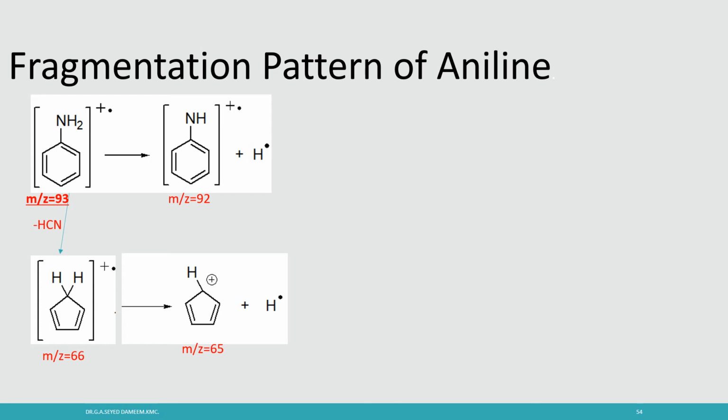Among all these ions, the molecular ion has the greatest stability due to conjugation of the lone pair on the nitrogen with the pi bonds in the ring. So that ion has the greatest stability, and the molecular ion peak itself is the base peak. The molecular ion has maximum stability, so it gives the base peak.